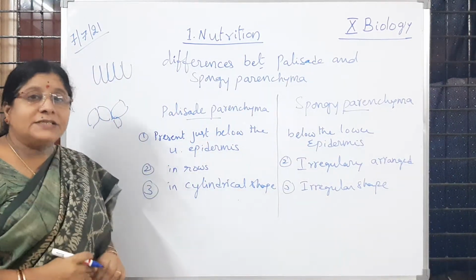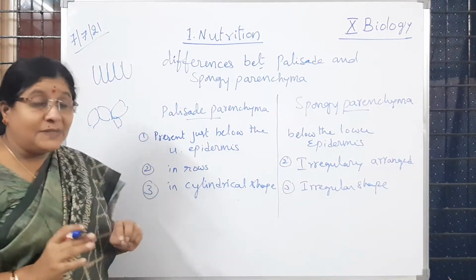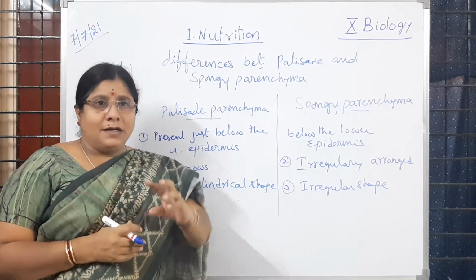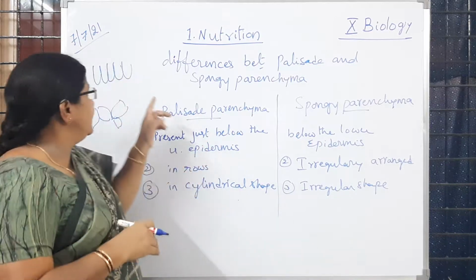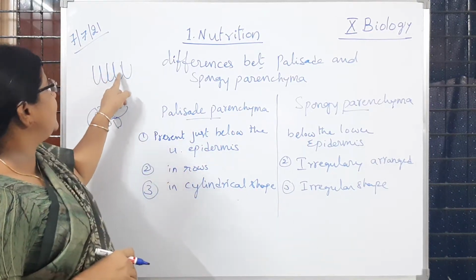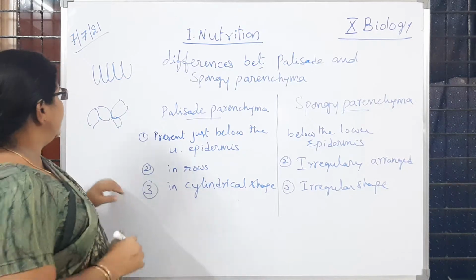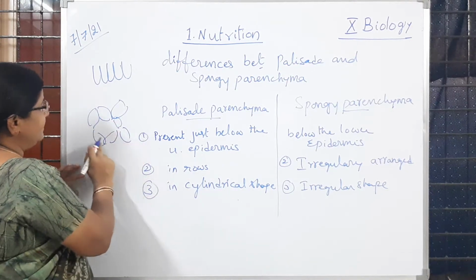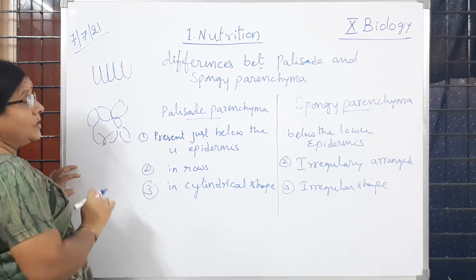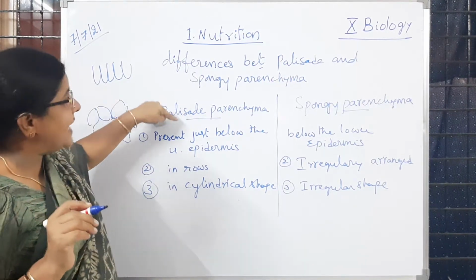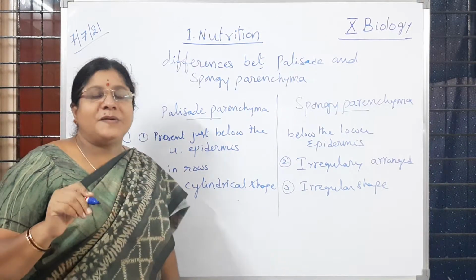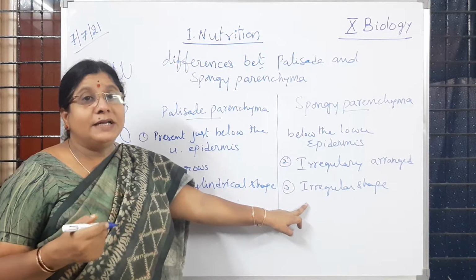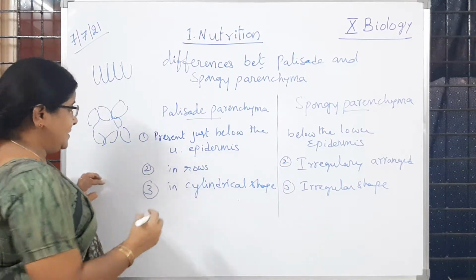Then coming to the next point, intercellular spaces. What do you mean by intercellular spaces? The gaps which are present in between the cells. Are you going to observe any gap between the cells, children? Suppose if we see here, you are going to see the gap in between the cells. Is it clear to children? Here in palisade parenchyma, intercellular spaces are not much seen, whereas in spongy parenchyma, more intercellular spaces we can observe.